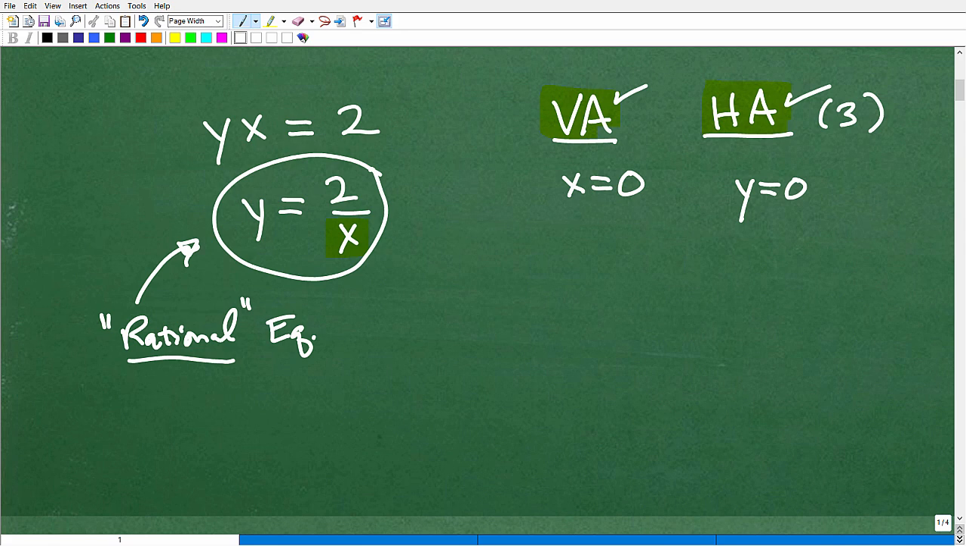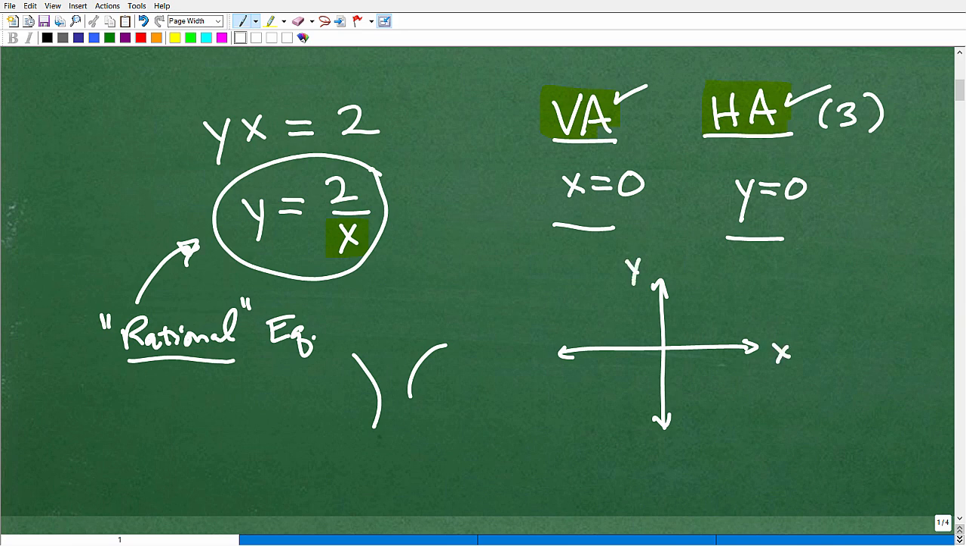So what do I have here? Well, I know I've got a rational equation. I know I'm going to have some sort of branches. And now I have my asymptotes, x equals 0, y equals 0. And these are the x and y axis. Here's x, here's y. X equals 0 is the y-axis. Y equals 0 is, in fact, the x-axis. So my graph cannot touch the x or y axis. Now we just have to figure out what the graph looks like.